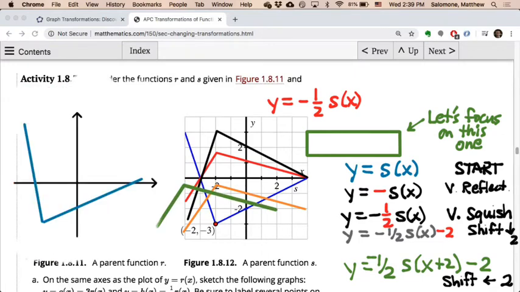Okay. Let's think about what would happen if I did the shifts first and the stretches second. So starting from my original y equals s of x, let's say that I want to shift this thing. Let's do the shift down by 2 first. So if I shift it down by 2 first, the new graph that I'm going to get is going to look like this. So it's going to come kind of like that. And what's the equation of that new graph going to be, if I shift down by 2?